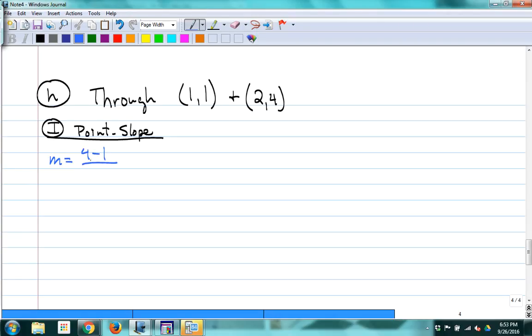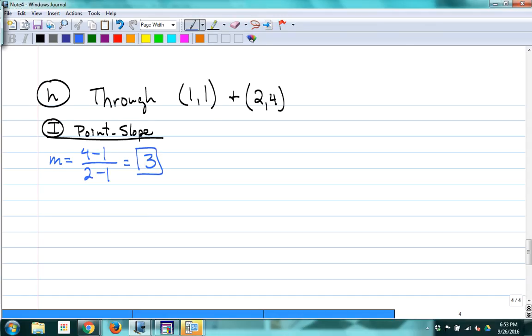4 minus 1, 2 minus 1. The slope of what? 4 minus 1 is 3 over 1 would be 3. So there's our slope.